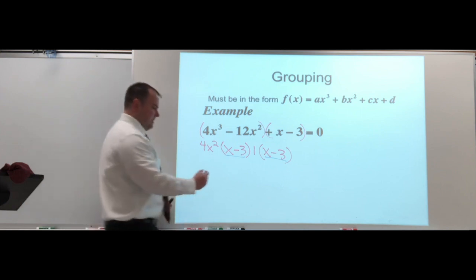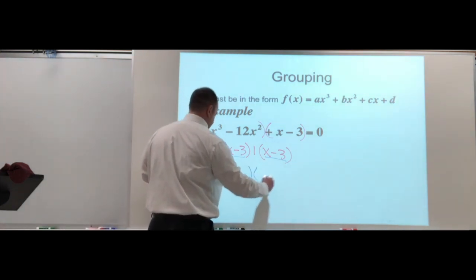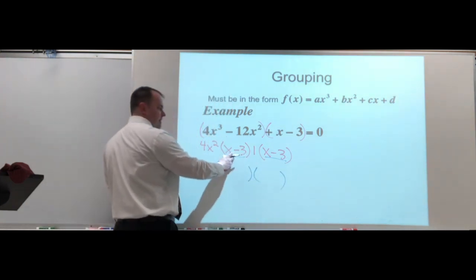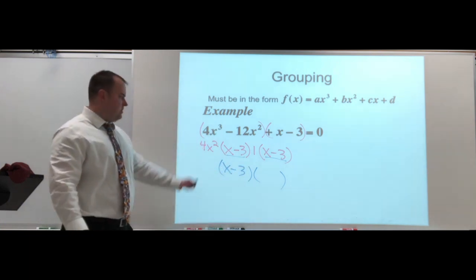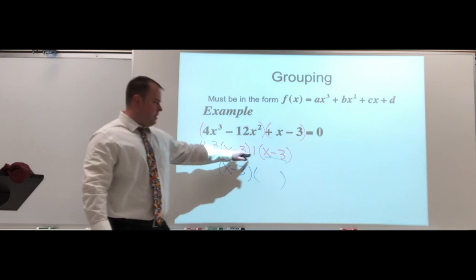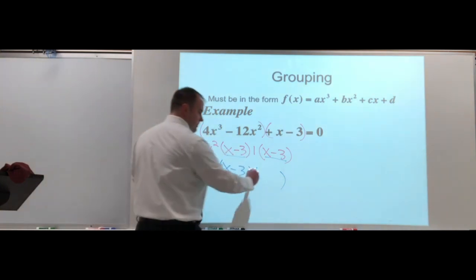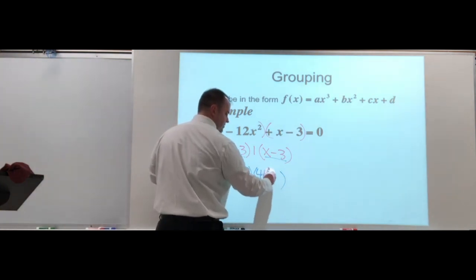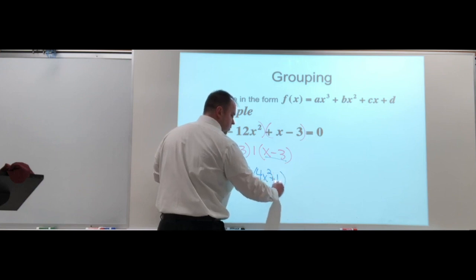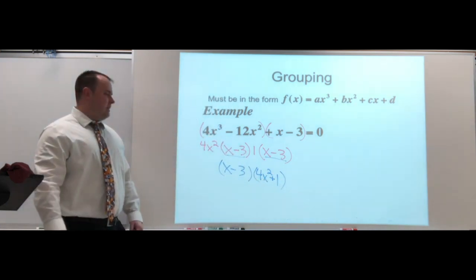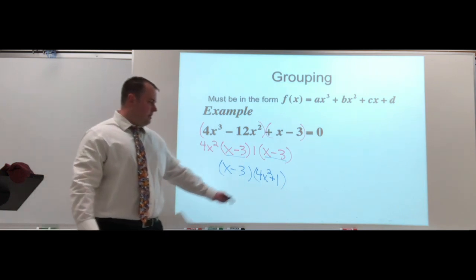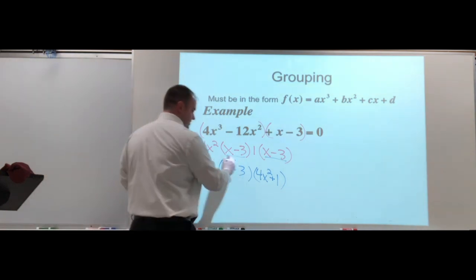So when I set this up, we are going to have x minus 3, just like in the trinomial and the two binomials, and we're left with 4x squared and a positive 1. 4x squared plus 1. And you would look, can anything else be factored? In this case, we're going to be done. That would be our final answer.